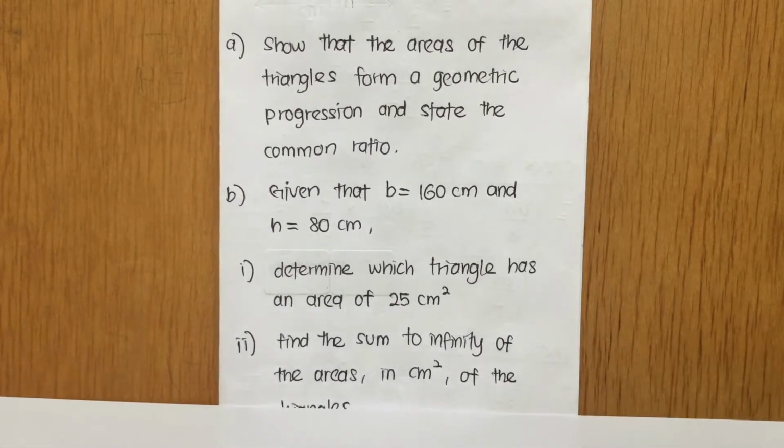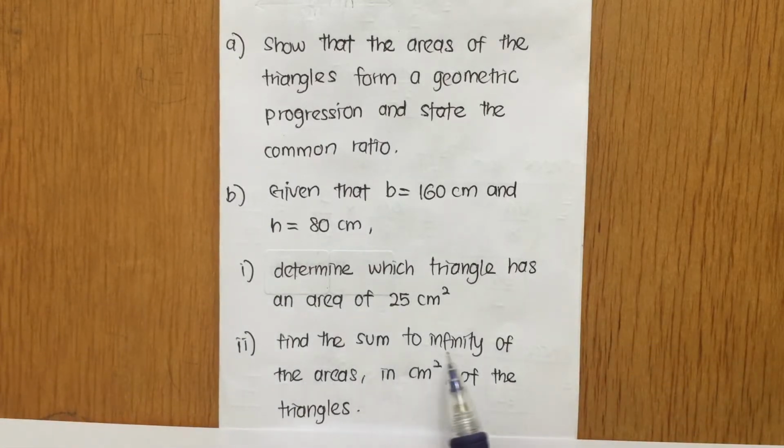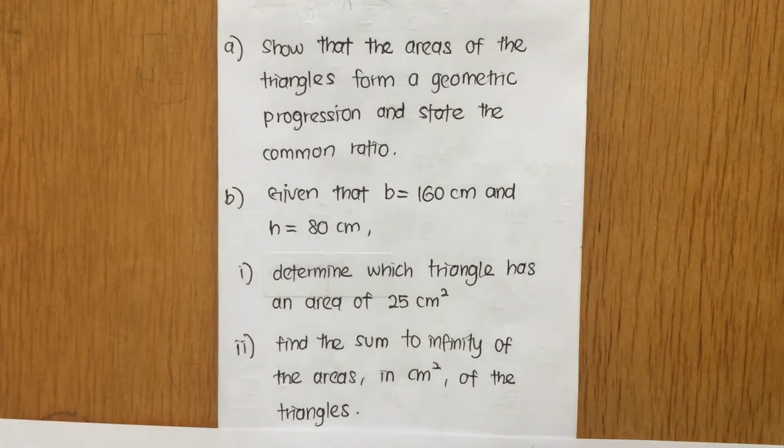As for the question B part 2, find the sum to infinity of the areas in centimeter square of the triangles. So this is the overall question, guys. So I hope that you will attempt this question in the future. If you could manage to solve this question, well done. But if you can't solve this question, no worries. I'm going to show you the step-by-step working and the solutions now.